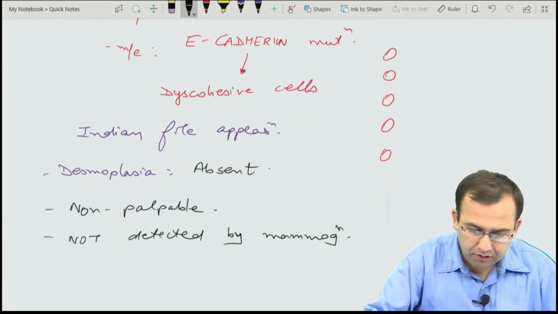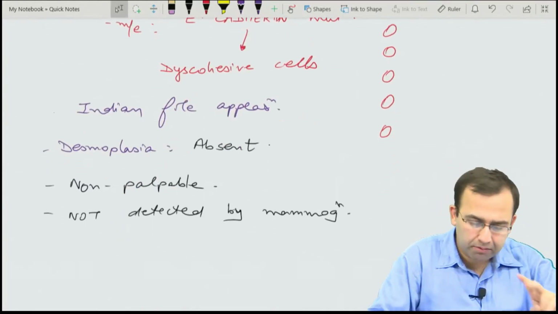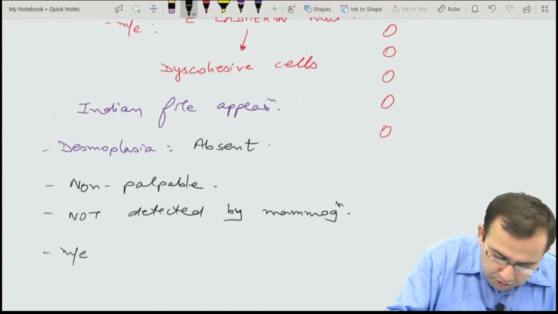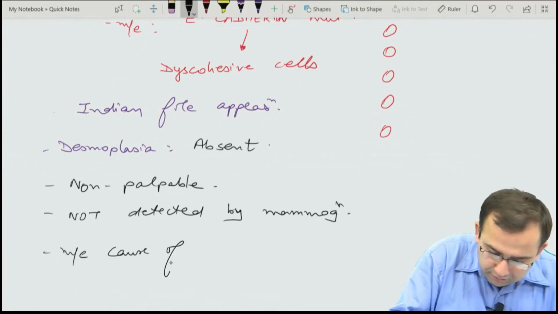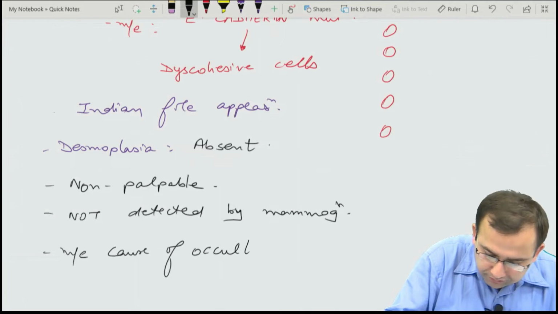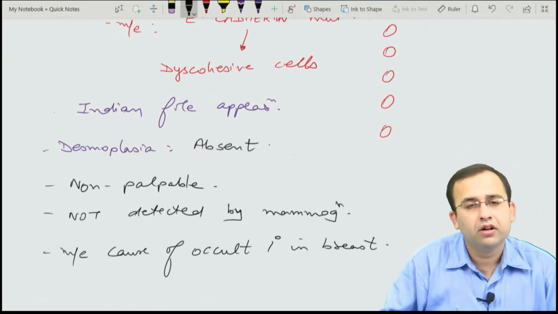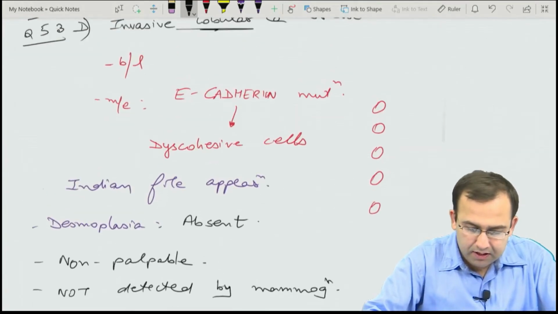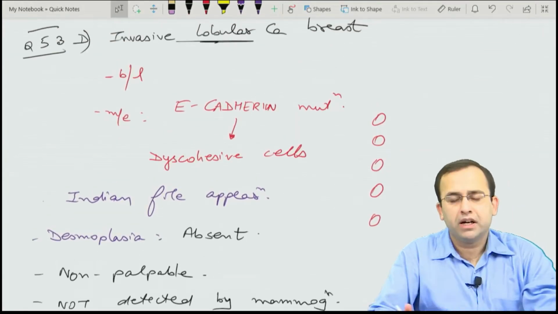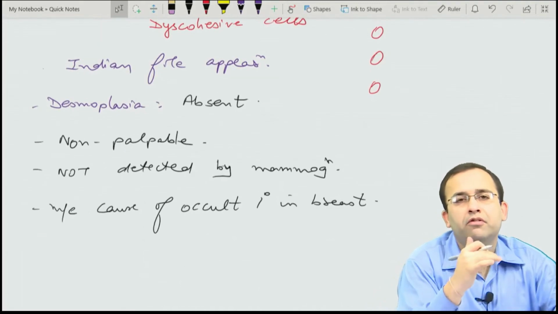As a result, it is non-palpable and not detected by mammography, so it is the most common cause of occult primary in the breast. Occult primary means the tumor has spread to the lymph nodes, but we do not know the primary.